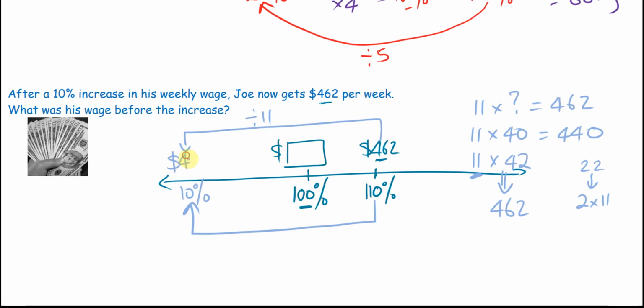So $42 is the same as 10% of the original amount. Now to get to 100%, that 10% I'm going to multiply by 10, which means I also do the same for $42. So 42 times 10 will give me $420.